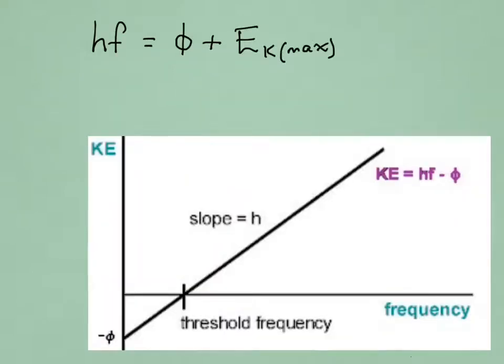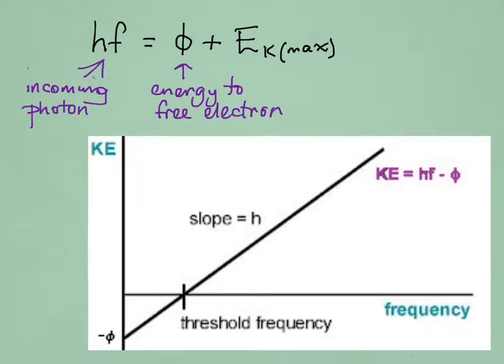If you plot the kinetic energy of the escaping electrons against the frequency of the photons, you get this graph. The equation for the graph is y equals mx plus c, so kinetic energy is hf minus phi. I've written it the other way around here. hf is phi plus Ek max. I think maybe that's easiest to see where it comes from. So the hf is the incoming photon, that's the energy arriving. That provides the energy to free the electron from the metal, that's the phi, and phi is called the work function.